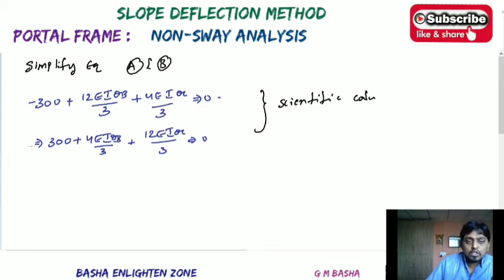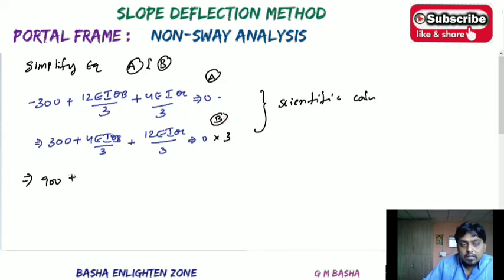So in what way you have to do this? You can take any common factor value, like both the values 12, 12. For example, multiply entire this equation with 3. So what happens at that time? You will get 900. So I am multiplying this equation 300. This one will be A and this one will be B. 900 plus 12 EI theta B by 3, sorry, plus 36 EI theta C by 3.